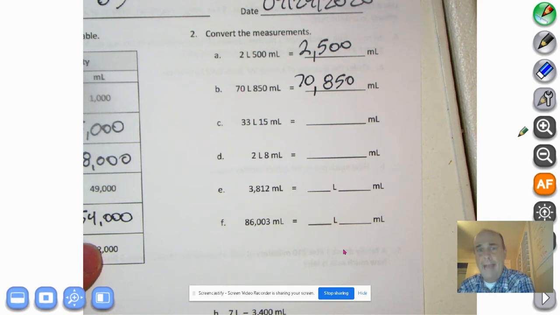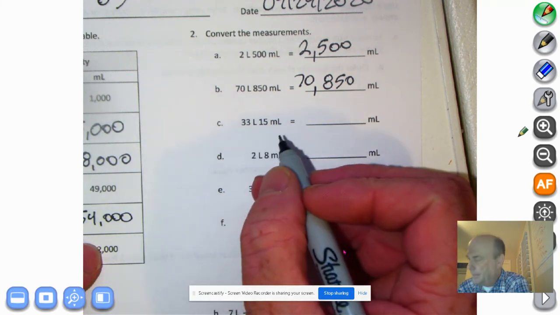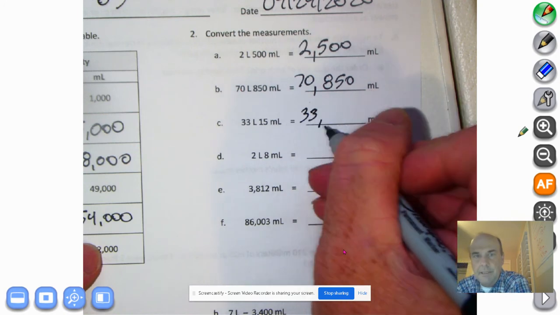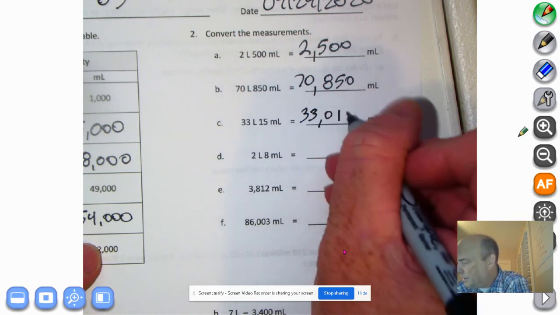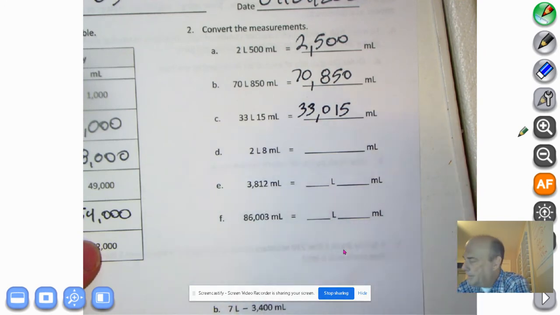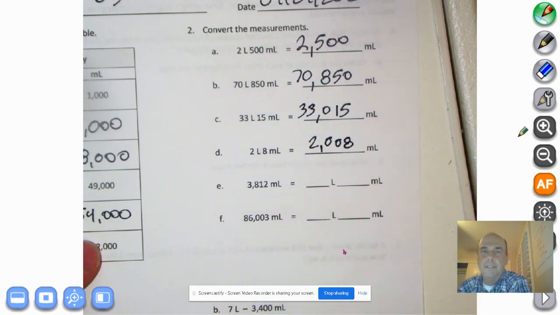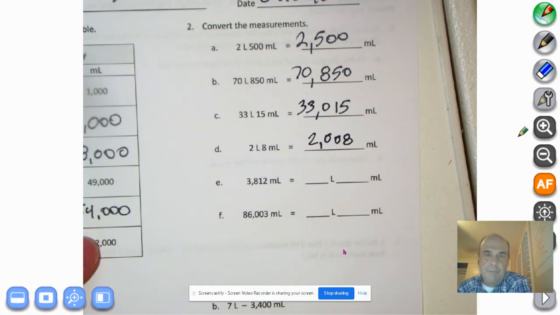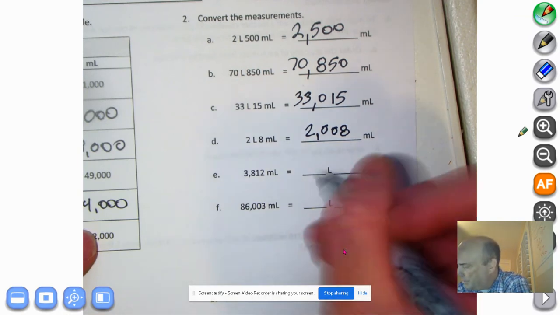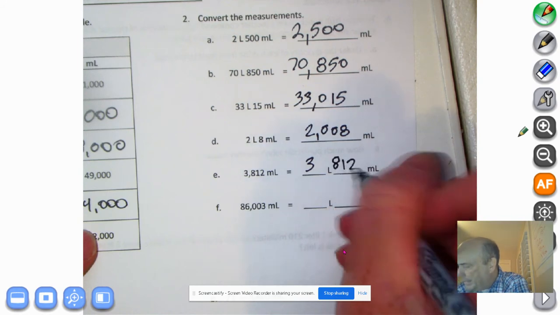And welcome back. Let's see how you did. 33 liters, 15 milliliters. Well, that'd be 33,000 milliliters, and watch this, just 15. No hundreds. What about down here? 2 liters, 8 milliliters. Well, that'd be 2,000, no hundreds, no tens, 8. 2,008 milliliters. Okay, we have 3,812 milliliters. How many liters do we see there? 3,000 would be 3 liters. And we just put the 812 milliliters over here.